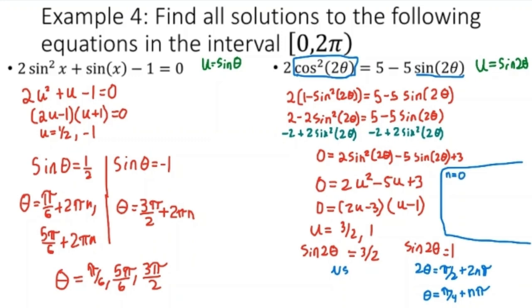If we make n equals 0, then theta will be pi over 4. If we make n equals 1, we're only adding pi, which is not that big. So theta would equal pi over 4 plus pi, which is 5 pi over 4. But if I make n 2 or larger, I'm adding an angle that's either 2 pi or larger to pi over 4. That's going to be bigger than 2 pi. So here, I only have 2 solutions within this interval, those being pi over 4 and 5 pi over 4.